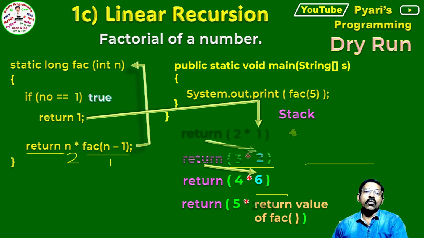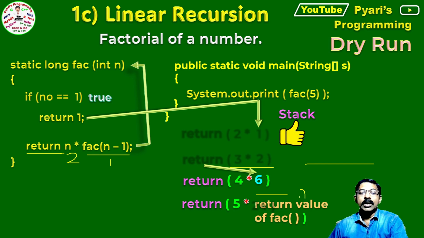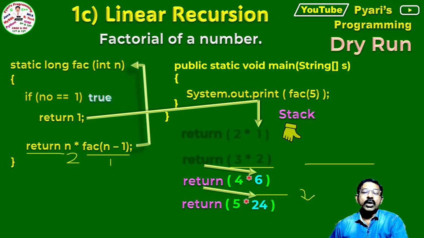6 into 4 will be executed now. 6 into 4 is 24. To whom will it return? Its previous call. This will become your 24 now. 24 into 5. This is 120.